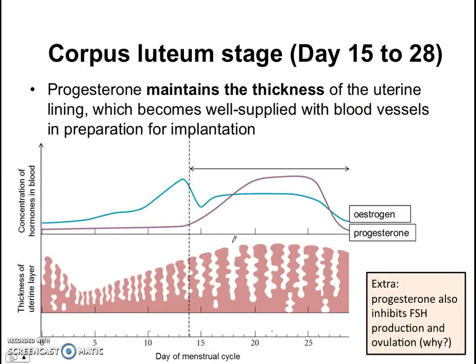So you take a look at it here. If no fertilization takes place, then you will see that estrogen levels decrease, progesterone levels decrease, and then we start again with menstruation, because without estrogen and progesterone, the uterine lining will break down.